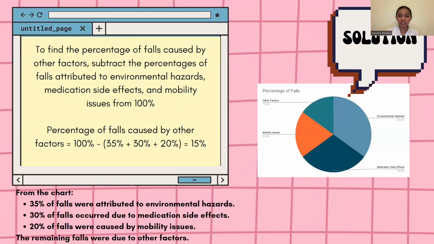To find the percentage of falls caused by other factors, we first need to calculate the combined percentage of falls attributed to environmental hazards, medication side effects, and mobility issues, which is 35% plus 30% plus 20%, a total of 85%. Then, we subtract this combined percentage from 100% to find the percentage of falls caused by other factors. So 100% minus 85% is 15%. Therefore, 15% of falls were caused by other factors.